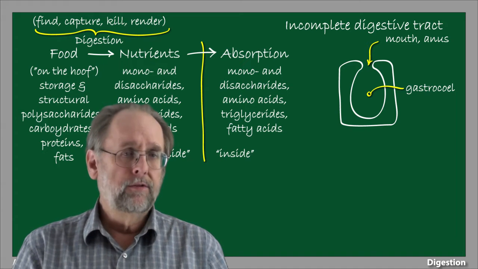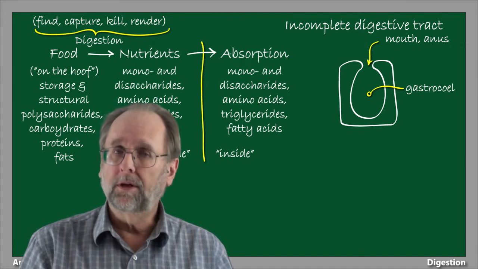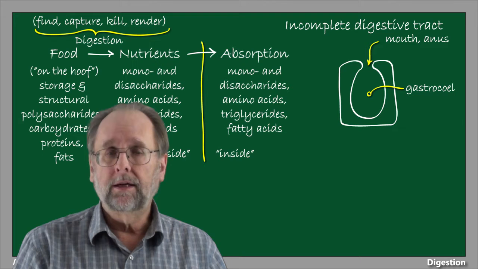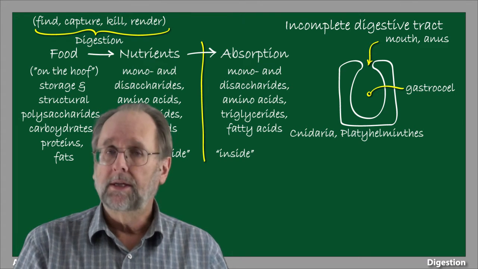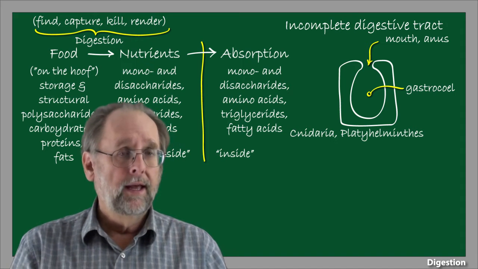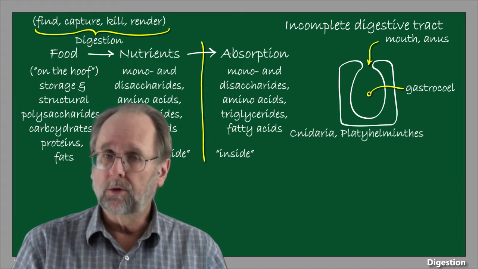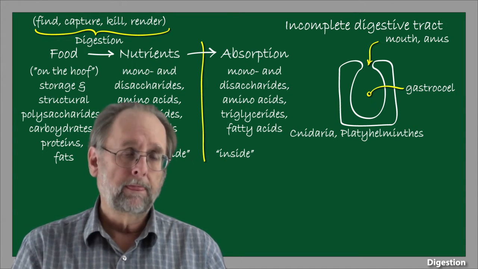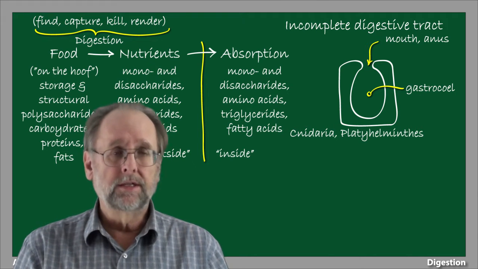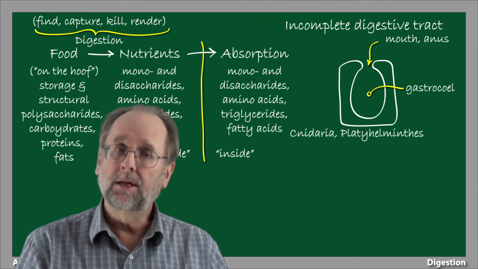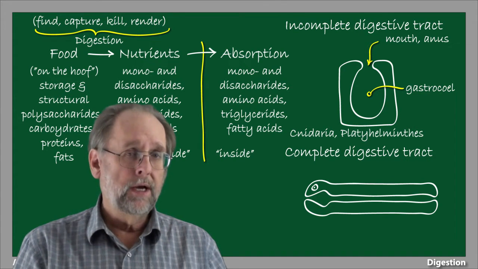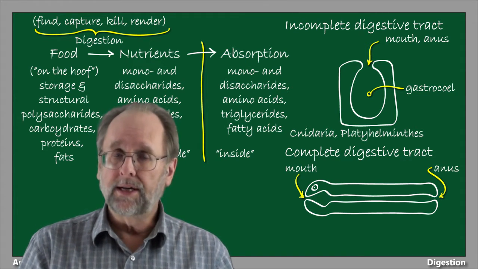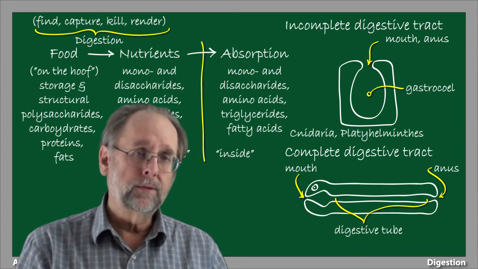This type of digestive tract is found only amongst a couple of primitive animal phyla, including the Cnidaria, which includes the hydras, corals, sea anemones, and so forth, and the platyhelminthine worms, or the flatworms. The most common digestive tract among the animals is the complete digestive tract. Here, there's a distinct mouth and anus with a long digestive tube that connects the two openings.